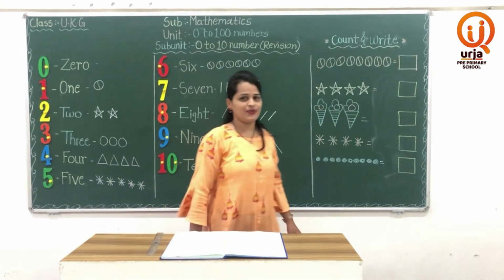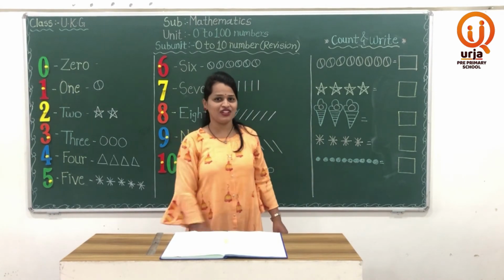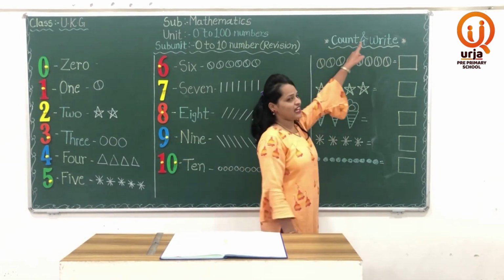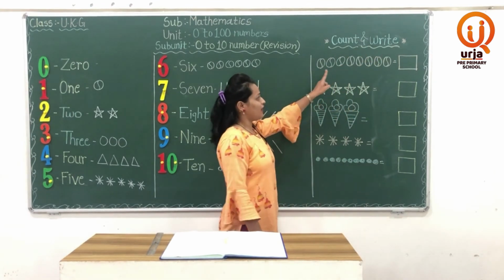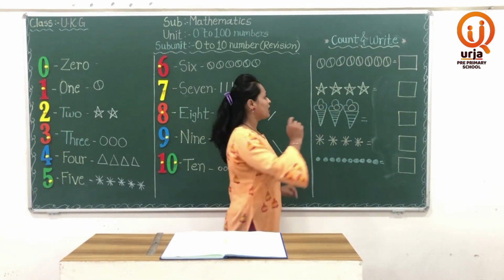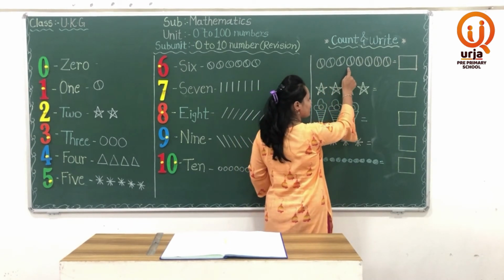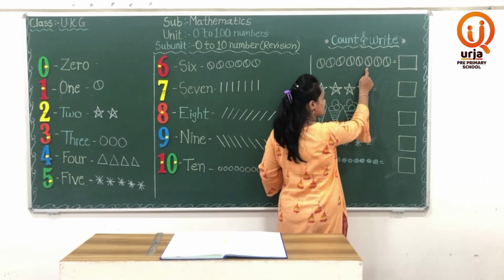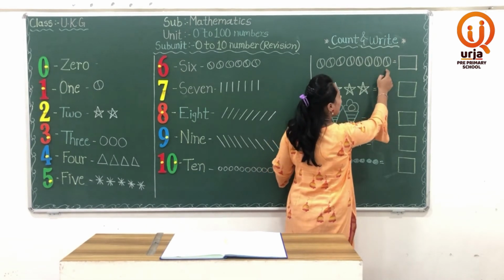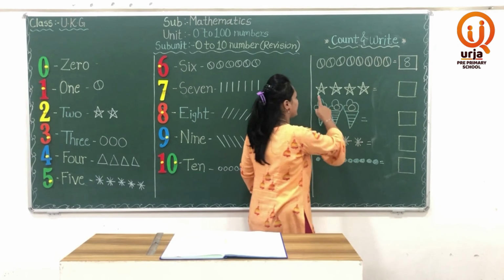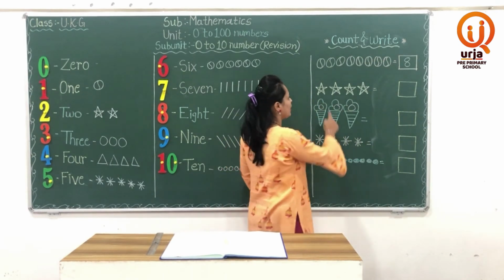So students, we will do one activity. Can you join with me? Let's start. Count and write. Here we have balls. Count it. 1, 2, 3, 4, 5, 6, 7, 8. Write the number 8. How many stars here?